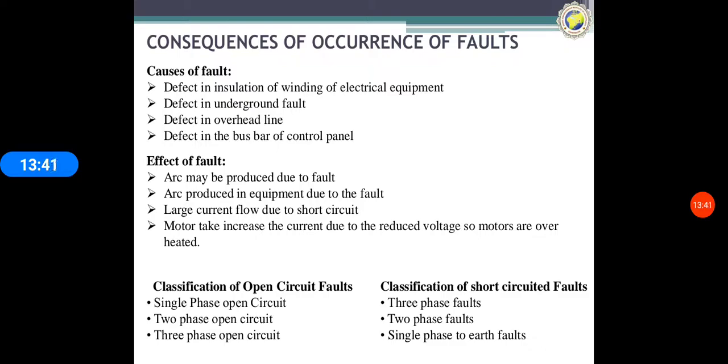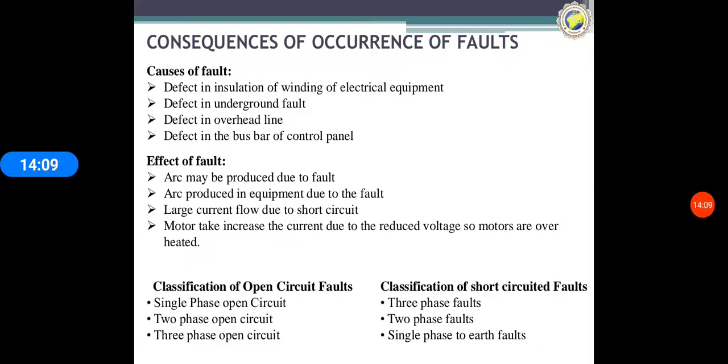So the next one is the causes of fault. We can know there is a physical abnormality and the fault. Now, which are the causes of faults occurring in a power system? The first one is a defect in the insulation of the winding of electrical equipment.